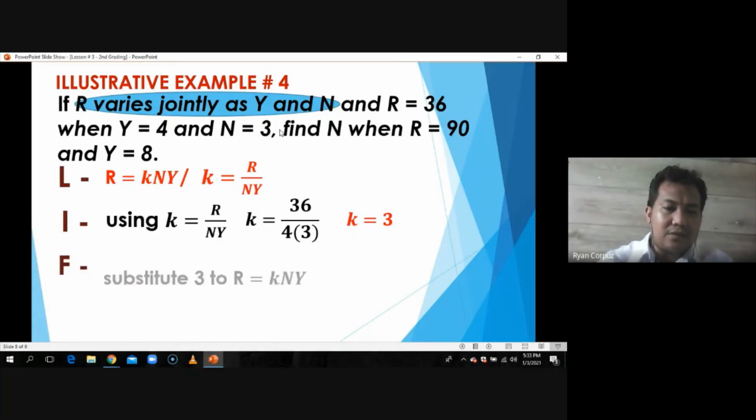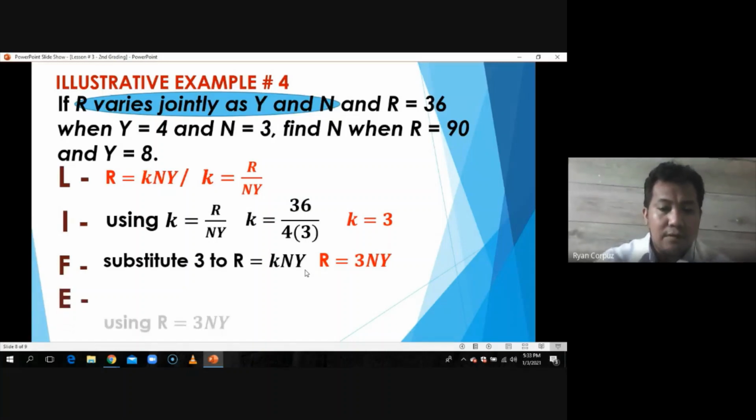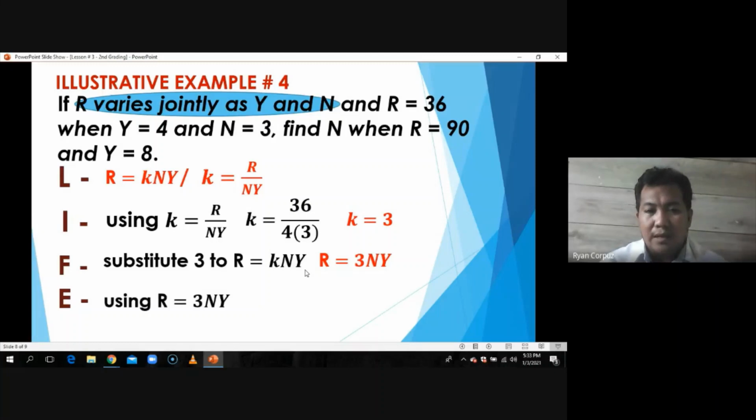Then that 3 is to be substituted in the first form equation, R is equal to KNY. So substitute the value of K, which is 3, and that will now be R is equal to 3NY. That new form equation, R is equal to 3NY, is to be used in order for us to find what is unknown in the problem. So what we are looking for is: find N when R is 90 and Y is 8.